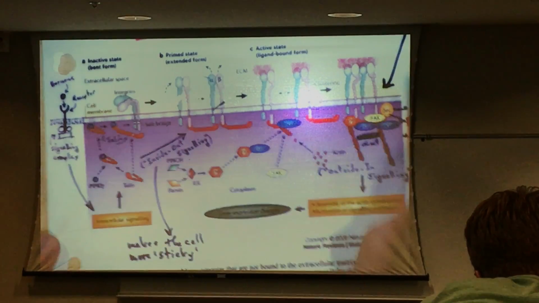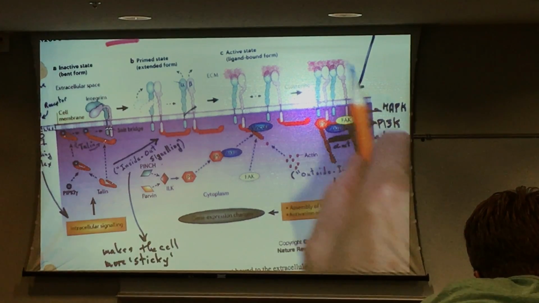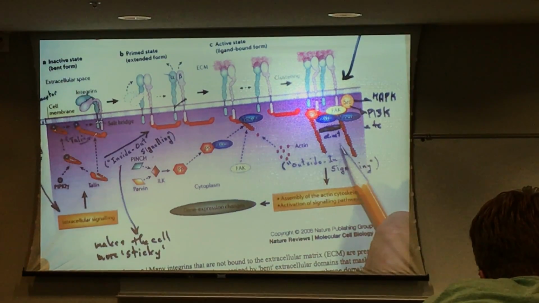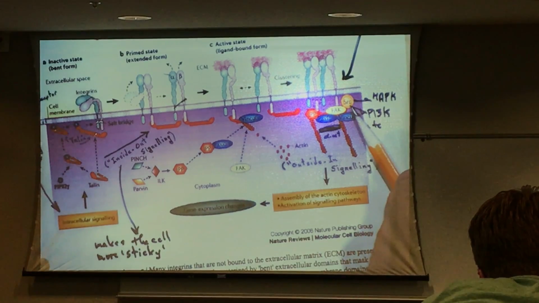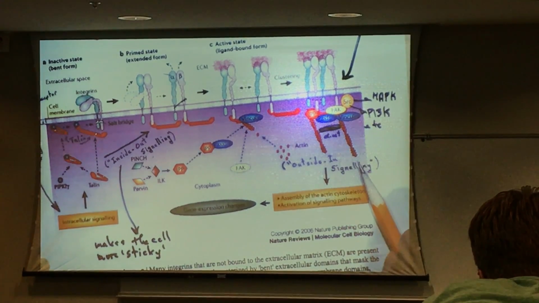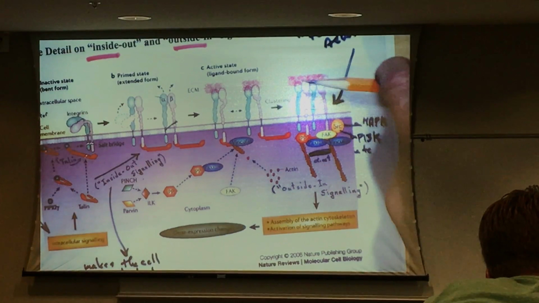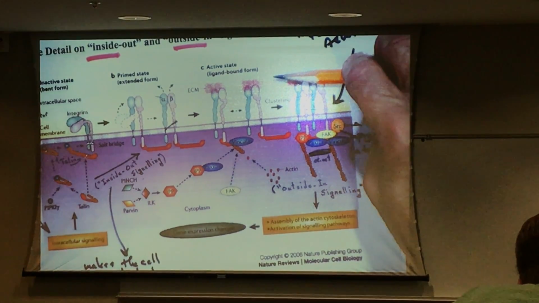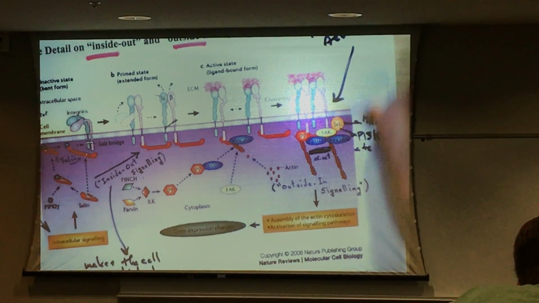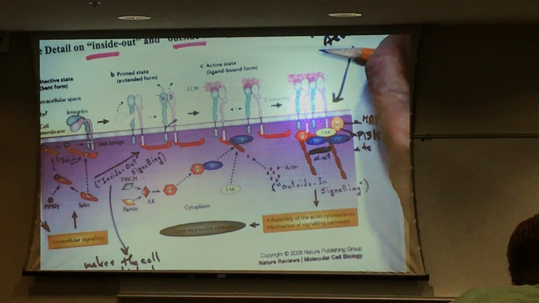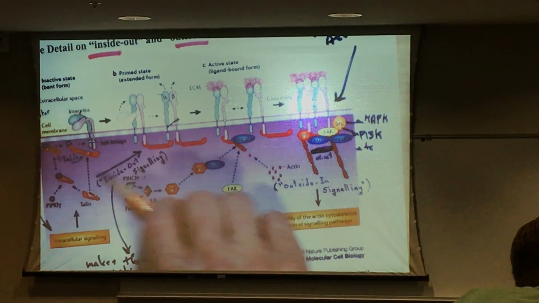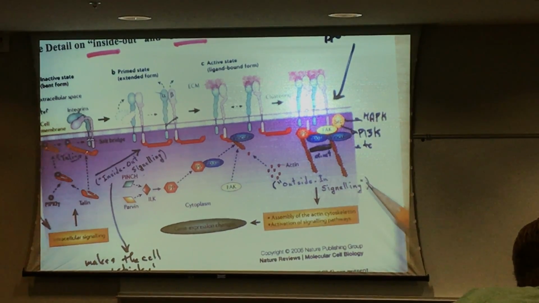Okay, that leads to further clustering, and if you get sufficient numbers of these clustered, you then recruit signal transduction molecules like the Src tyrosine kinase, the FAK tyrosine kinase, and then many other molecules here. So the binding of the outside world extracellular matrix to the integrins initiates an outside-in signaling event here. So we have inside-out signaling and outside-in signaling.